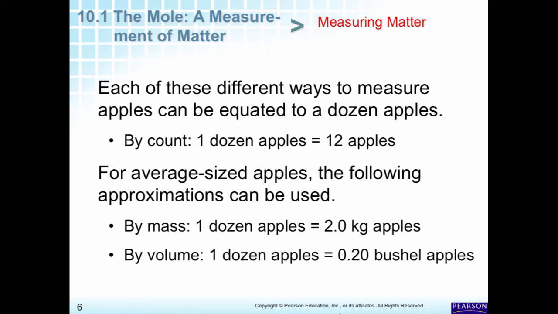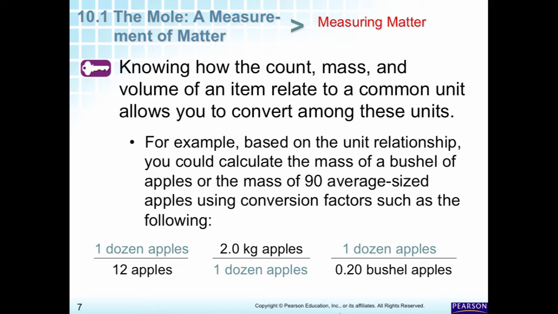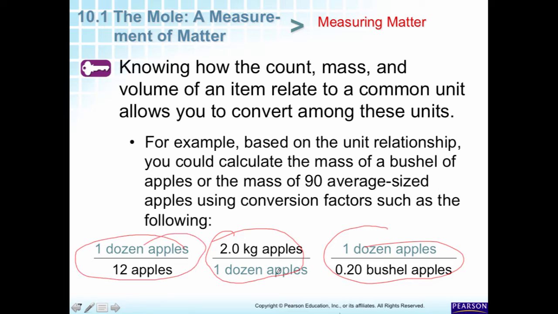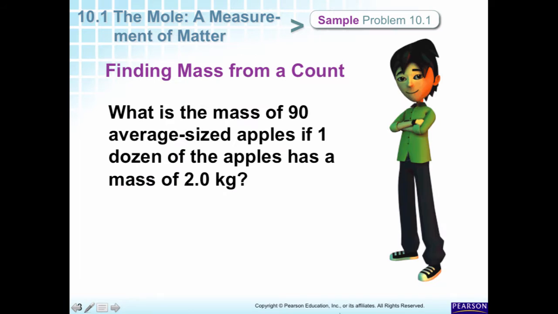So if you know the count and the relative amount in each of the other forms of measurement, you can actually convert between these units. For instance, we know that 1 dozen apples is 12 apples. You know that 2 kilograms of apples are equal to 1 dozen apples, and 1 dozen of apples equals 2.20 bushels. So since these all have apples in them, or dozens of apples, if we multiplied these, we could possibly convert from one thing to another, all right? So that's where we're going with this.